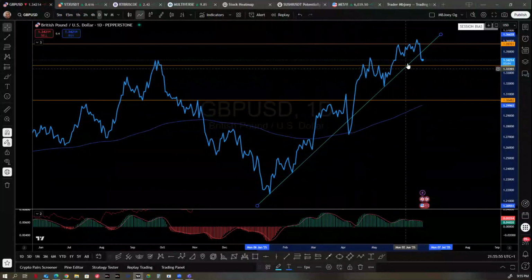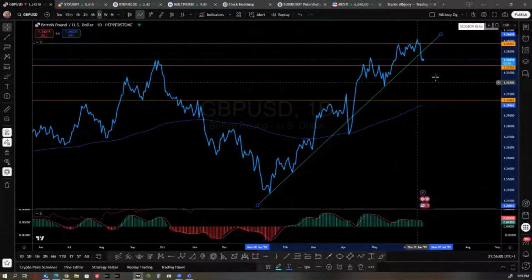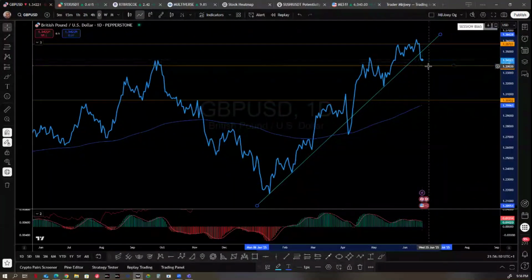In order for you to start selling, it needs to violate this uptrend that you have seen. If you must start selling, is this clear? Yes. If you must also start selling, it needs to violate this support that you have drawn. Why does it need to violate this trend line?